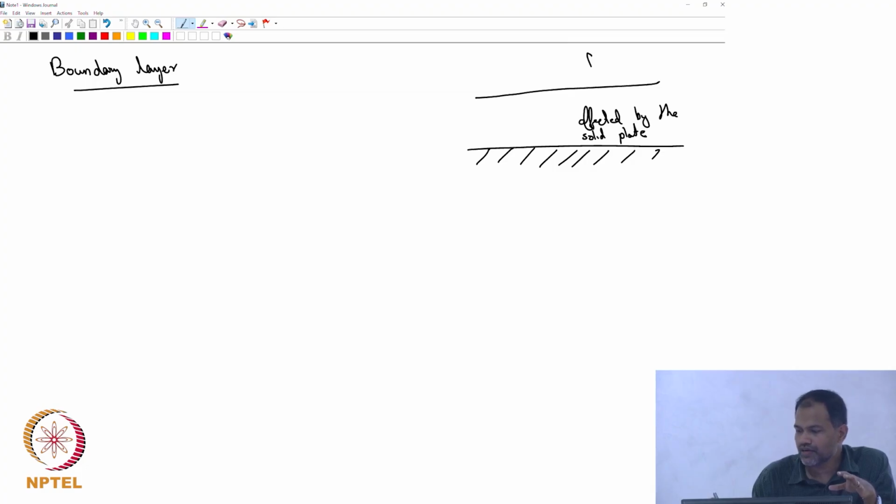And then there will be a free stream that's outside. When I say free stream, that's a region which does not feel the effect of the solid plate. But there would be a region close to the plate where the presence of a solid boundary will exert some drag. It will retard that fluid motion. So that region which is retarded by the solid plate, that's what you call the boundary layer.